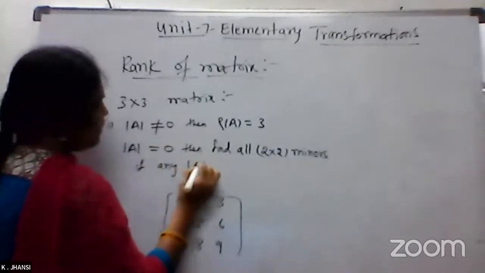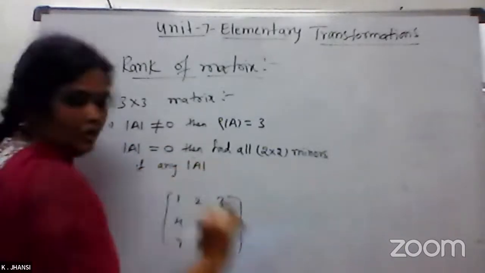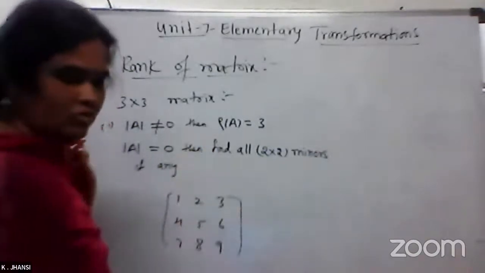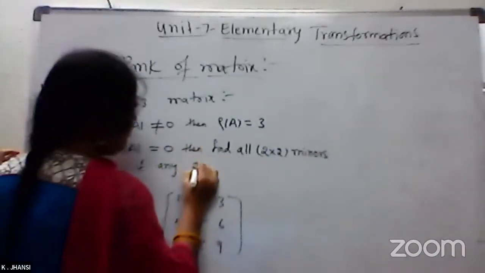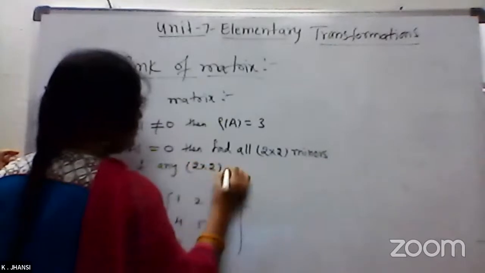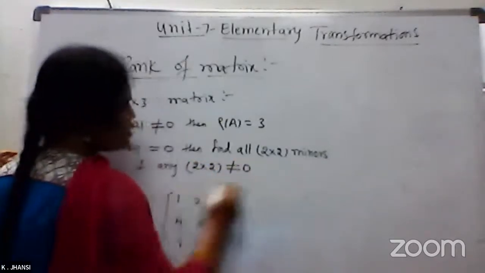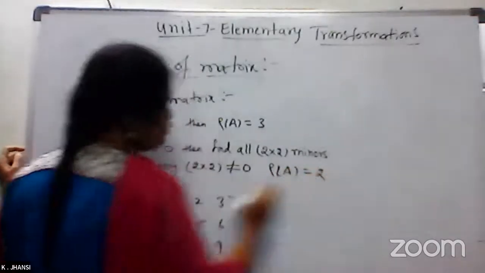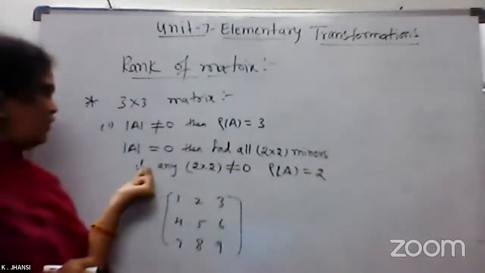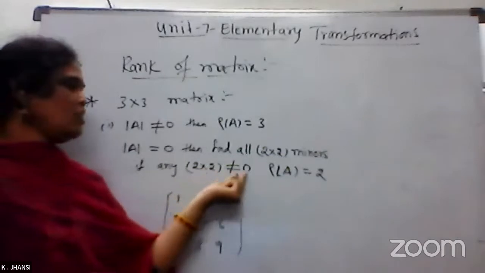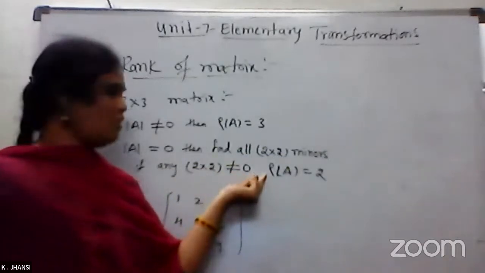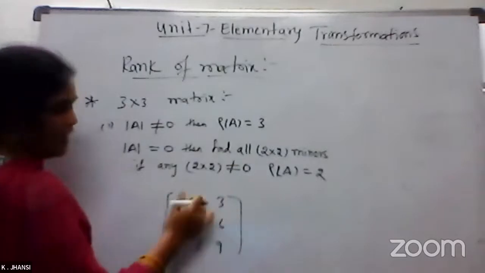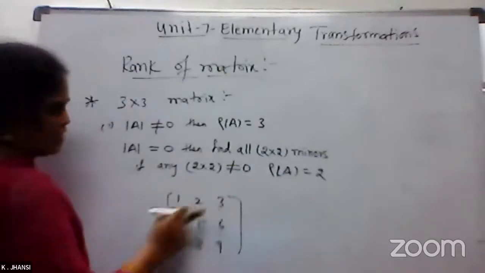2 by 2 determinant you are getting not equal to 0, if any 2 by 2 you are getting not equal to 0, then the rank of A is equal to 2. If any 2 by 2 is not equal to 0. So you may get here almost, I think, all not equal to 0 only.